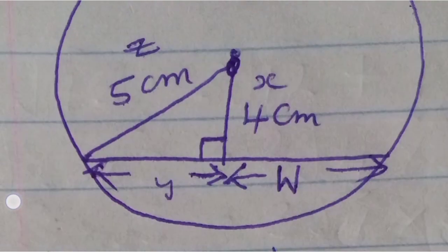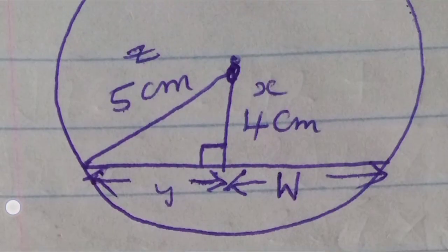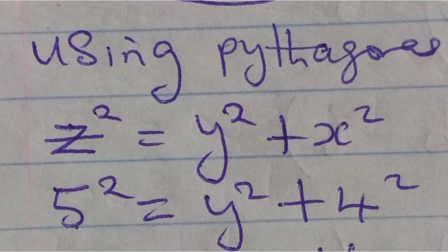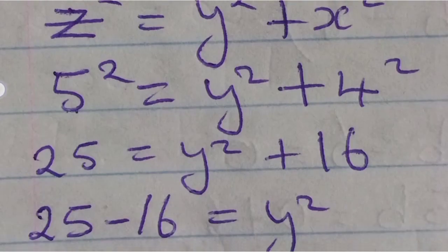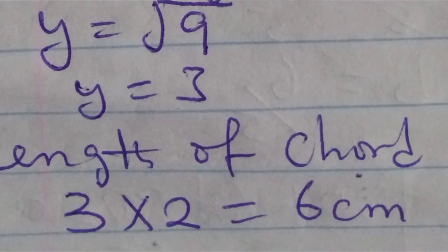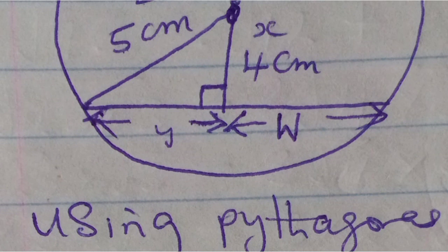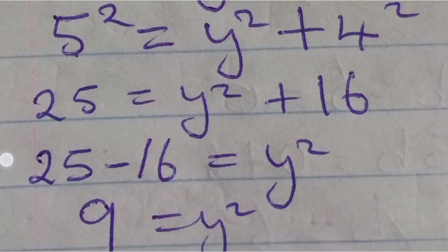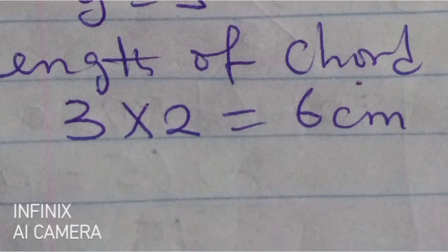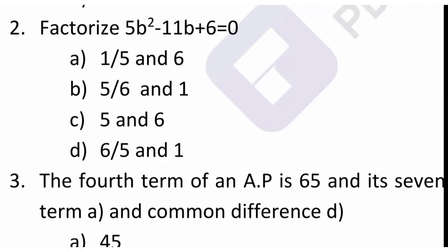Alright, so if you look at the triangle very well, the longer side is called the radius, so you can only use Pythagoras theorem to solve it. Then the shorter side, which runs from the center to the chord itself, is 4 cm. So that is how that particular question is solved. All right, so we're going to go to the next question.